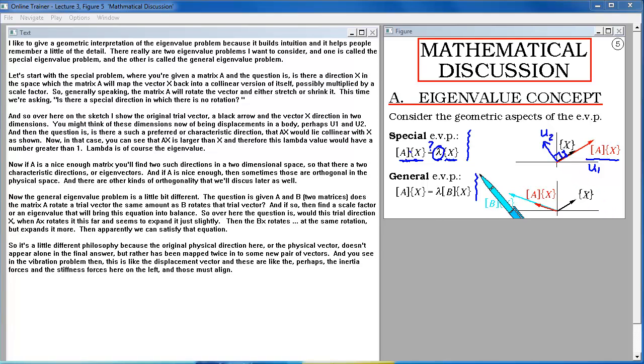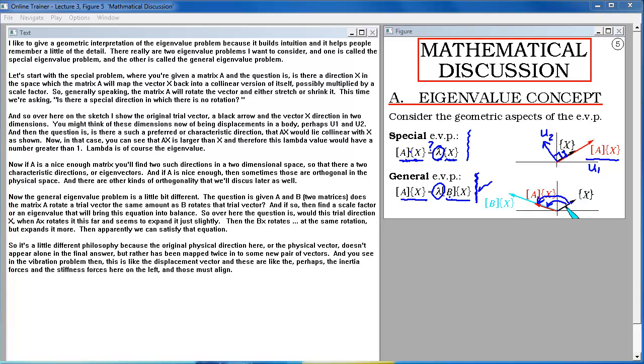Now the general eigenvalue problem is a little bit different. The question is, given A and B, 2 matrices, does the matrix A rotate a trial vector the same amount as B rotates that trial vector? And if so, then find a scale factor or an eigenvalue that will bring this equation into balance. So over here the question is, with this trial direction x, when Ax rotates it this far and seems to expand it just slightly, then Bx rotates it at the same rotation but expands it more, then apparently we can satisfy that equation.